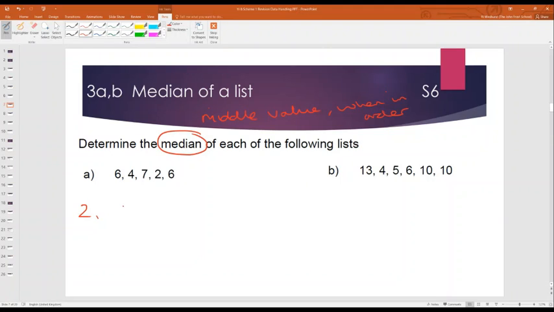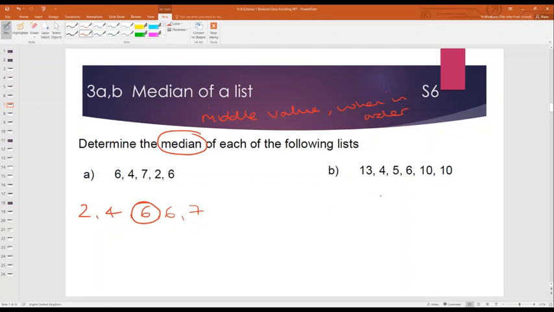It doesn't matter whether you do smallest to biggest or biggest to smallest. I'm going to do smallest first. If I rewrite this list, I get 2, 4, 6, 6, and 7. Now I can see that if I cross numbers off from either end in pairs, the median value is 6 for that one.